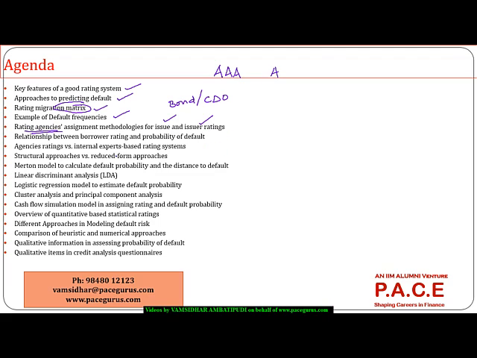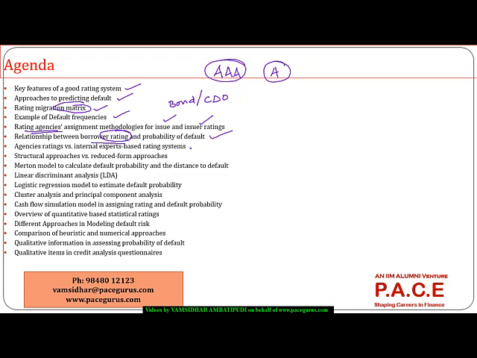Then we are also talking about the kind of relationship that is existing between the rating that is associated with a borrower. So, let's say a specific borrower is having an A rating or a AAA rating. How can I link it to the probability of default? So that's one more important point that we are looking at.